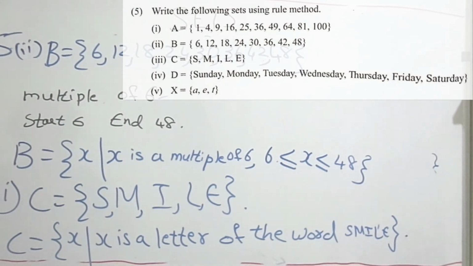Fourth and fifth, let us discuss. D is equal to Sunday, Monday, Tuesday, Wednesday, Thursday, Friday, Saturday. Okay, what are they? Correct. They are days of the week. So how will you write? D is equal to x such that x is a day of the week.